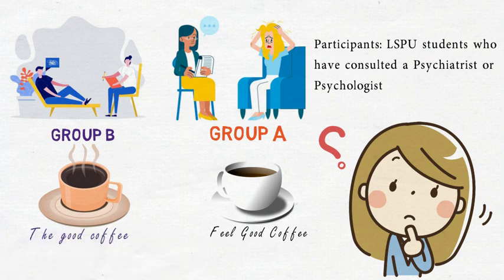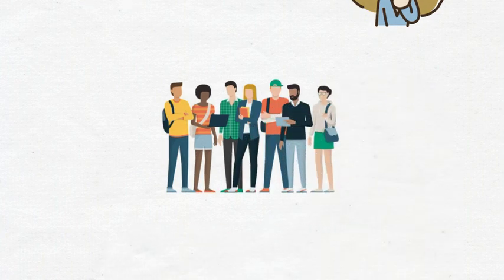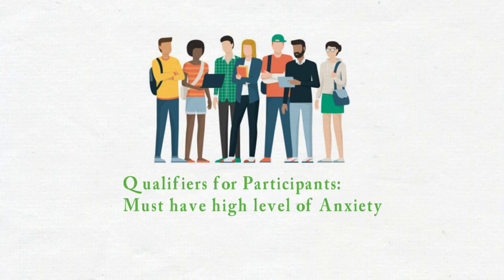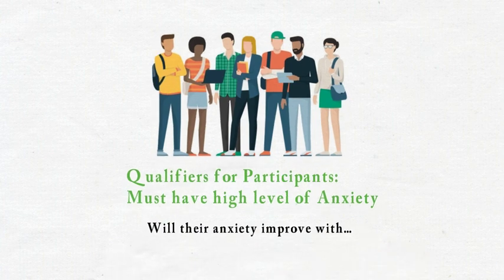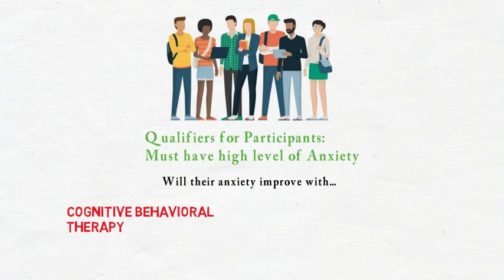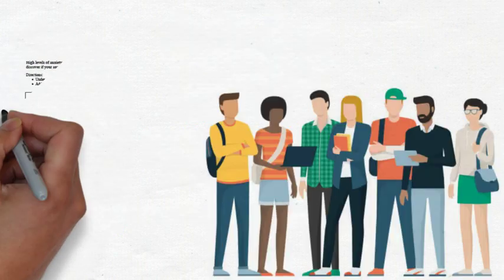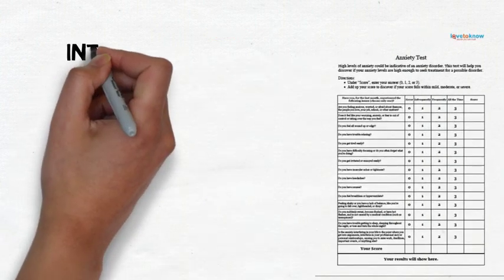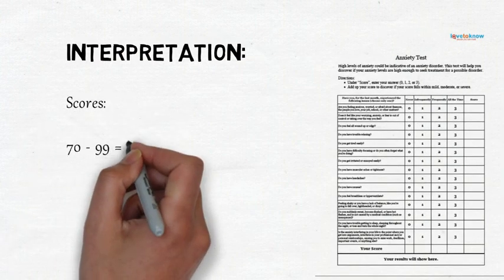We can also do match pair group design this way. For example, gusto ko ang mga participants ko ay may mataas na anxiety level because I want to know if mag-i-improve ba ang anxiety nila kapag nag-undergo sila ng cognitive behavioral therapy or psychotherapy. So para mas masala ko yung mga participants ko, I will give them a test muna to determine the level of their anxiety.